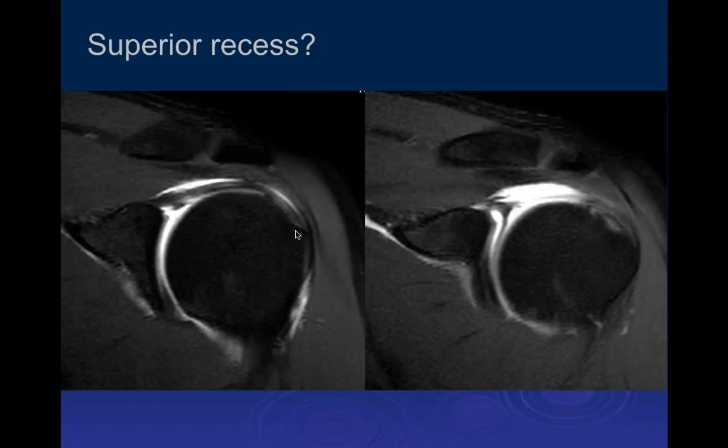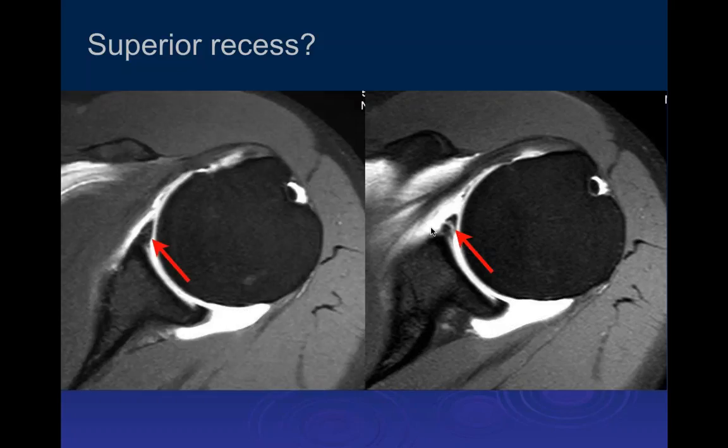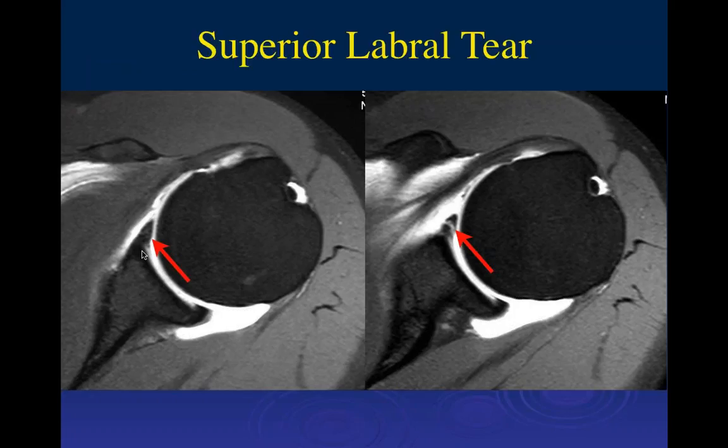Well, I think it's a little bit tough on the coronals, but I agree with you. I think the irregularity here is highly suspicious that it's a tear. This looks like it could just be a normal recess. If we go to the axial images, however, we can see this really looks irregular. And here we clearly see that this abnormality is actually going into the substance of the anterior-superior labrum. And then we're inferior to it on this particular cut, and this was a superior labral tear.